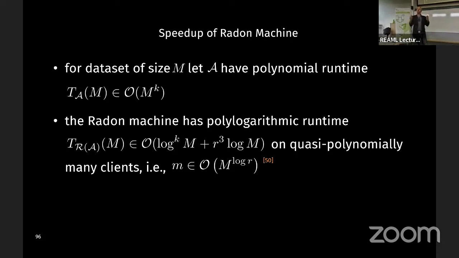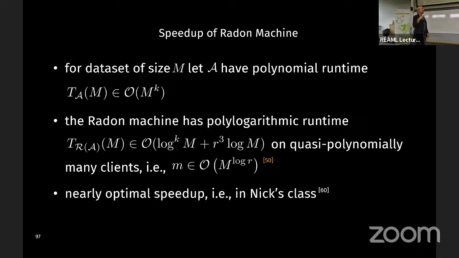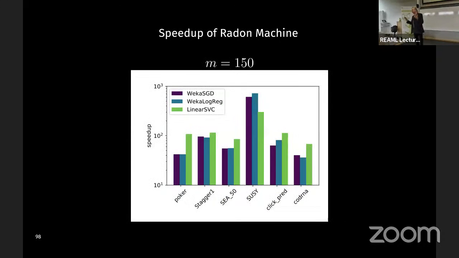That's quite a bit. You remember the radon machine requires huge amounts of clients so that you can build this tree nicely. Nonetheless, this is nearly optimal, and optimal means here in NC, one of these classical runtime complexity classes that have been proposed for parallelization. And in practice, the speed up is nice. If you use 150 clients, you get a speed up of somewhere between, let's say, 50 and 200, so exactly what you want.